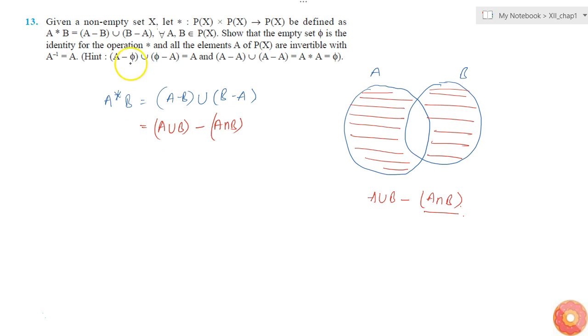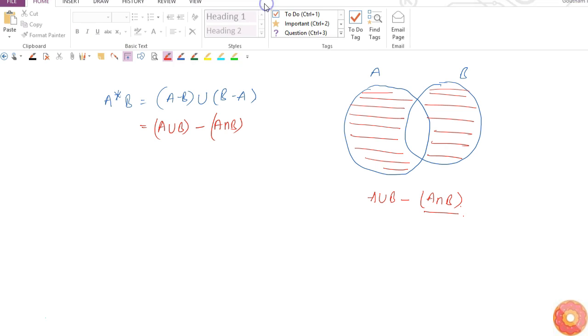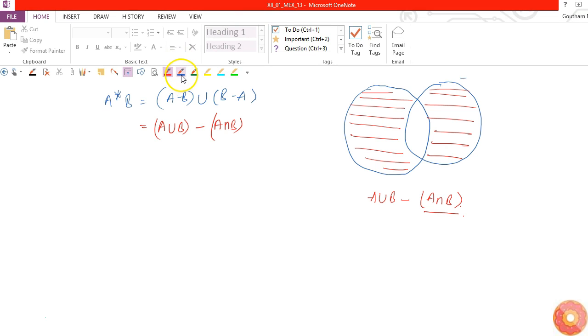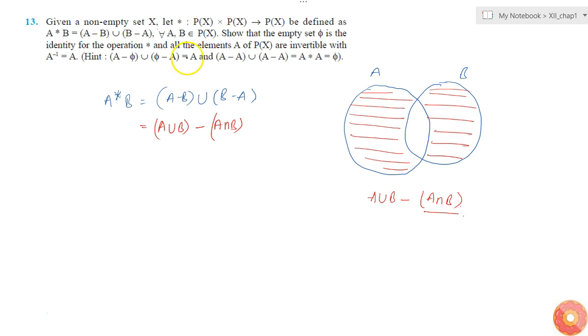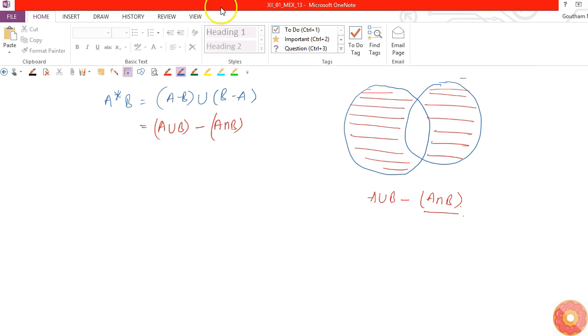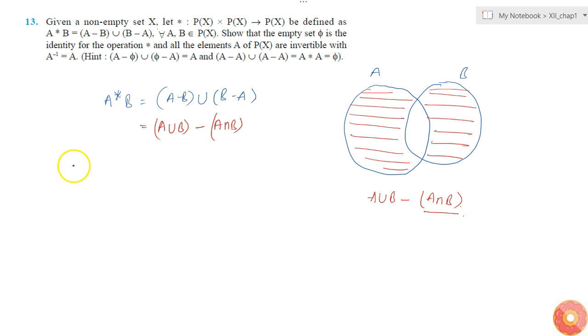So we are asked to show that the empty set phi is an identity for the operation, and for all elements A of P(X), A is invertible with A inverse equal to A. So what does this mean? What do they want us to show? They want us to find the identity for the operation star. So let us try to find the identity for the operation.